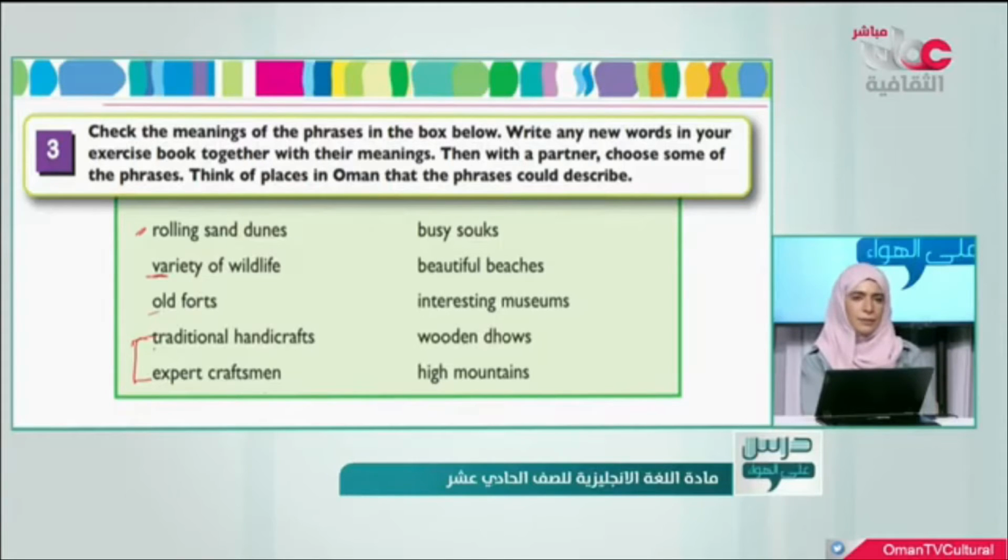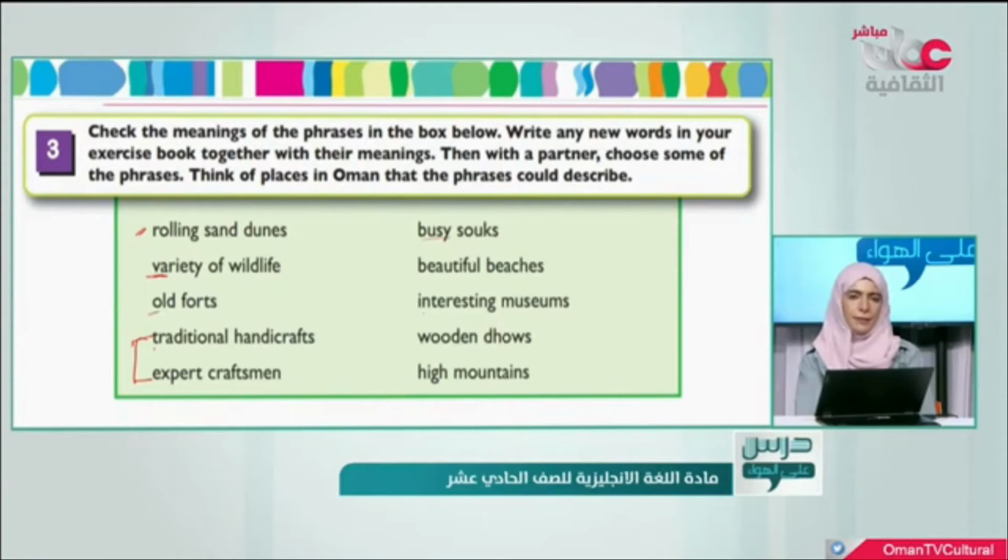Expert craftsmen, both of these two phrases are connected to each other. Expert craftsmen are those who are skillful in making handicrafts products. Busy souks like Muttrah Souq and many other traditional souks that we have in Oman. Beautiful beaches, we have so many beautiful beaches in our country, like for example Al Qurum Beach, Seeb, different places that you can enjoy. Interesting museums, buildings that include different information about mainly archaeological or other features of the country.